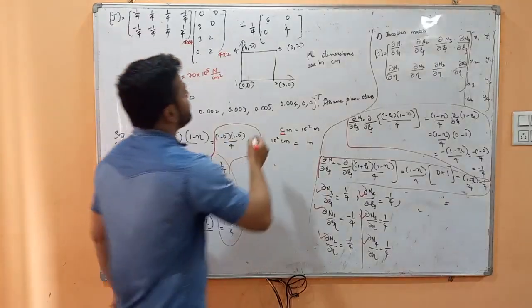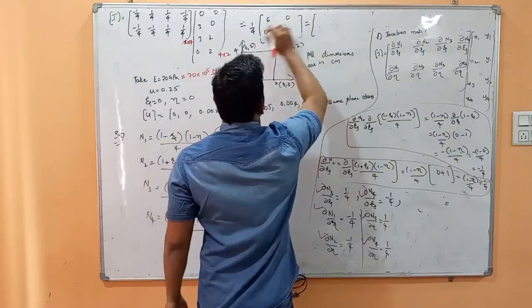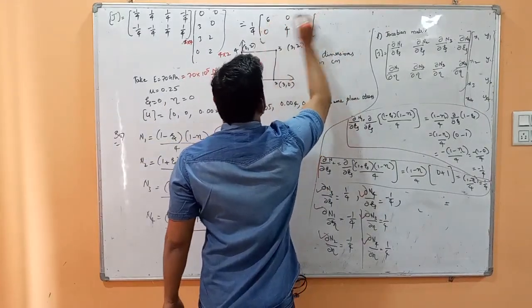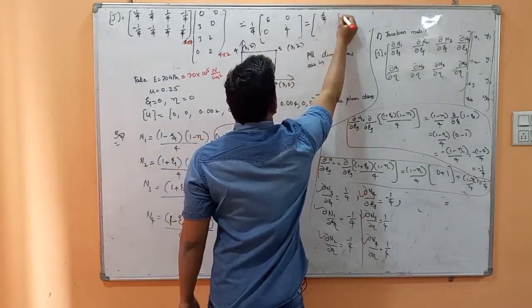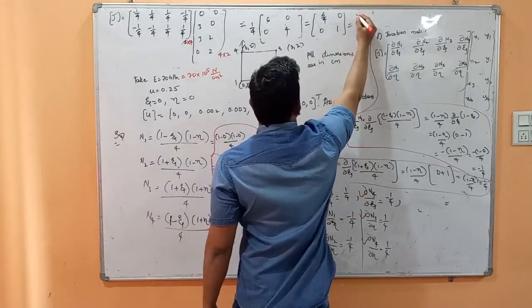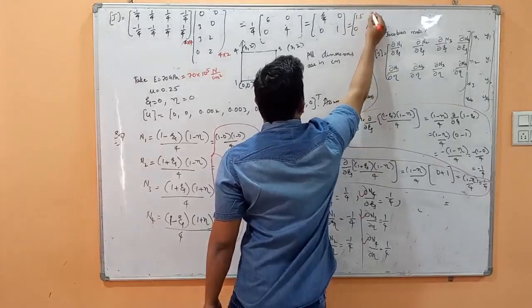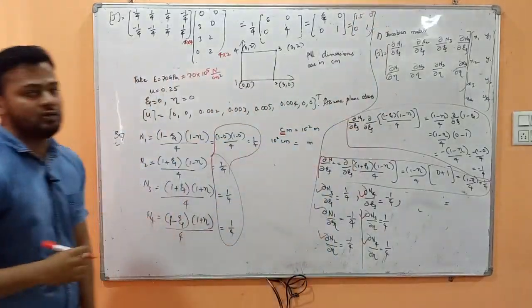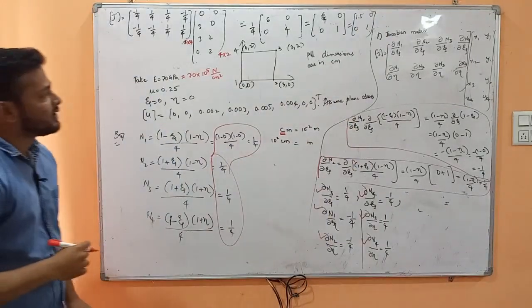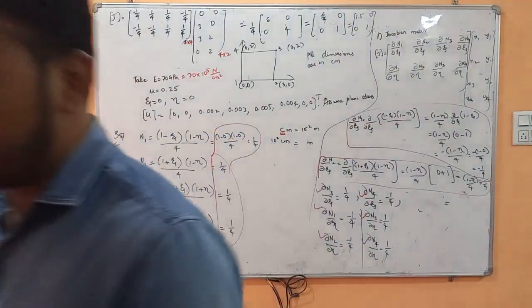So after we obtain the Jacobian matrix, the second bit is to find out... So this is 6 by 4, 0, 0, 4 by 4. 4 by 4 is 1. So 6 by 4 is 3 by 2. So 3 by 2 is 1.5, 0, 0, 1. So this is the Jacobian matrix we got. After obtaining the Jacobian matrix, the second step is to find out the strain displacement matrix.